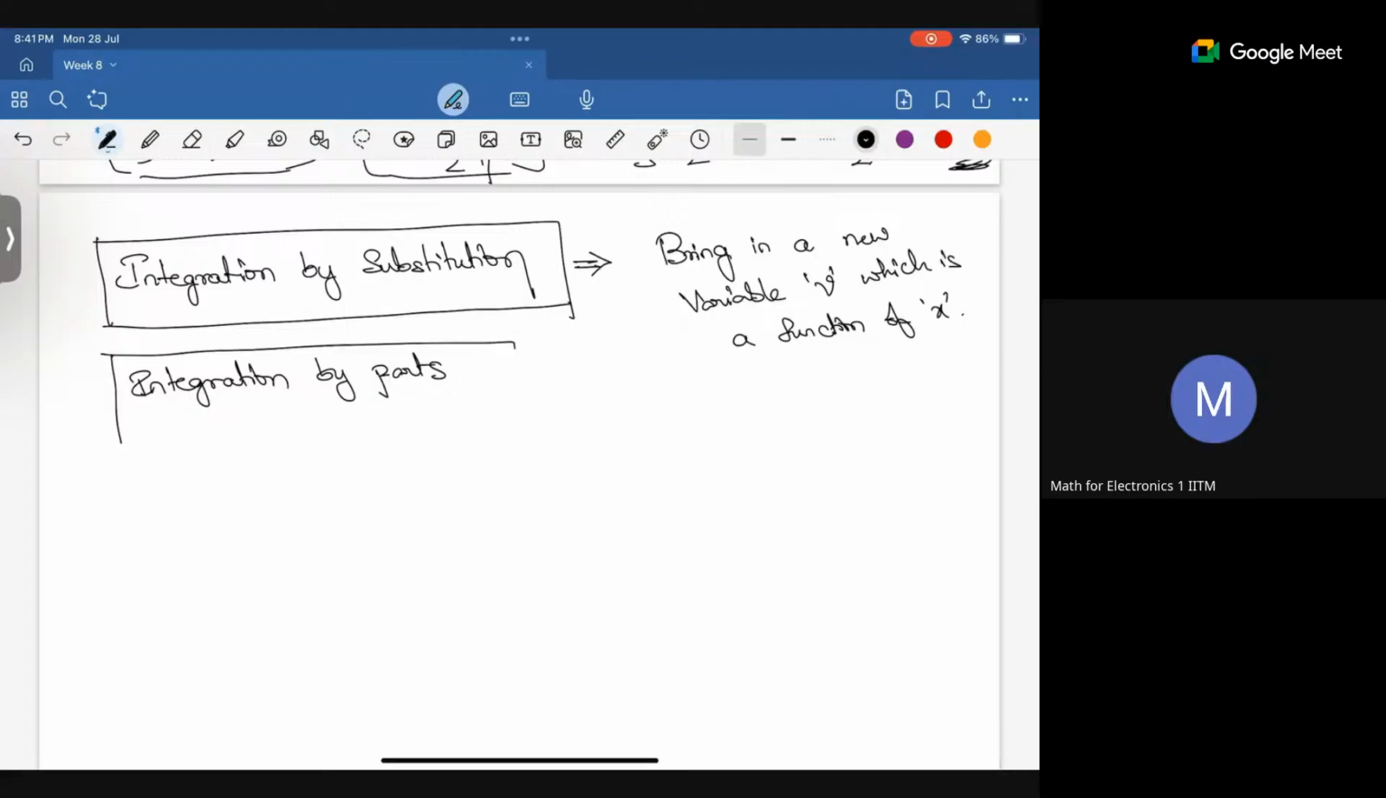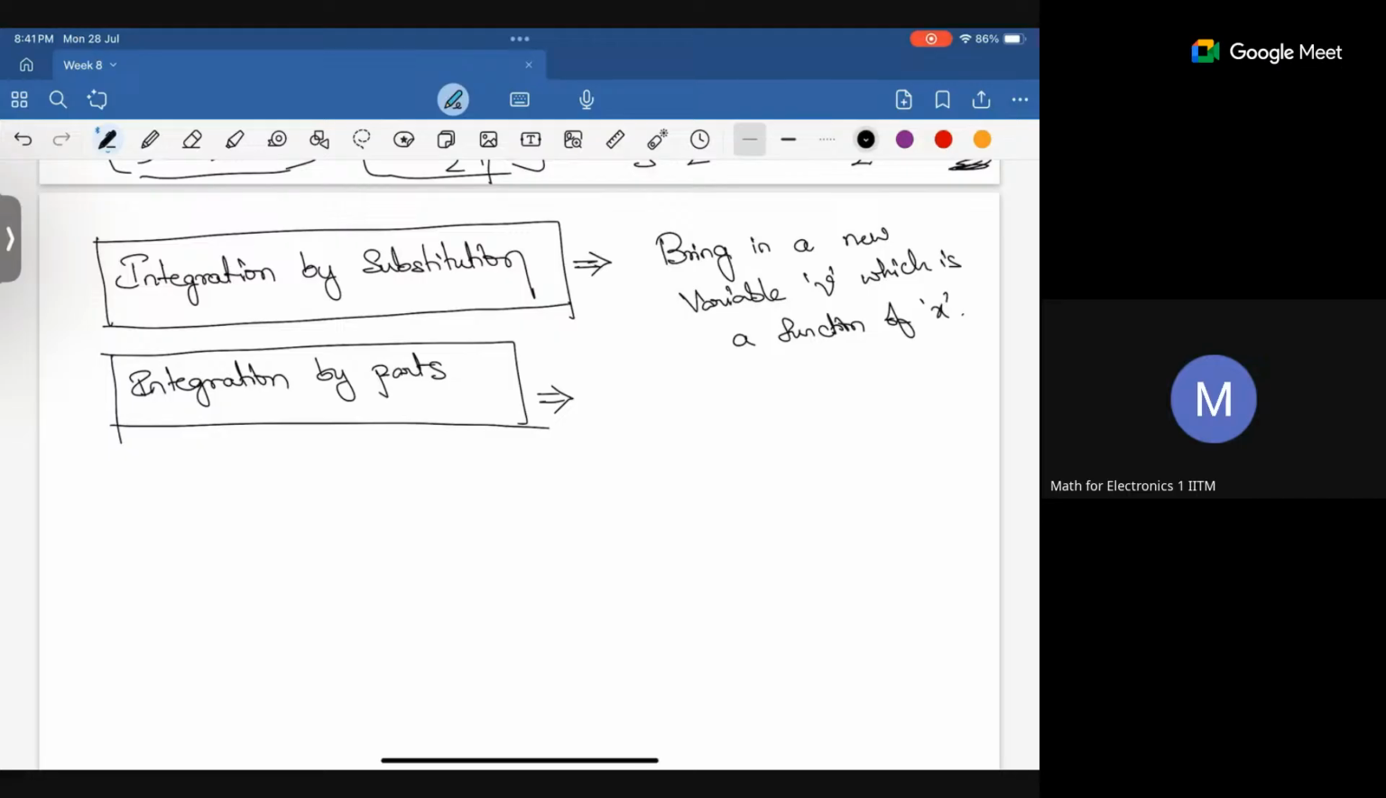And integration by parts is for when you have a complicated multiplication of 2 functions, a product of 2 functions. Just like when you have a product of 2 functions and you want to compute the derivative, what we did was the derivative of the first function times the second function plus the first function into the derivative of the second function.